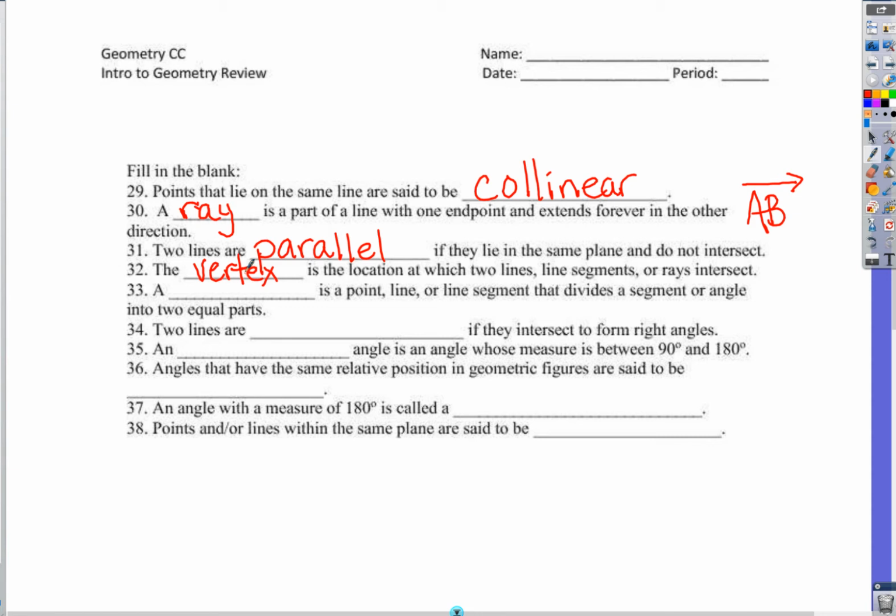Number 33, a blank is a point, line, or segment that divides a segment or angle into two equal parts. A bisector. Okay. 34. Two lines are blank if they intersect to form right angles. Perpendicular.